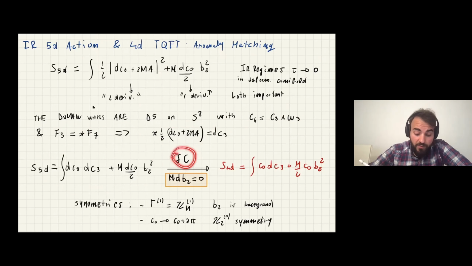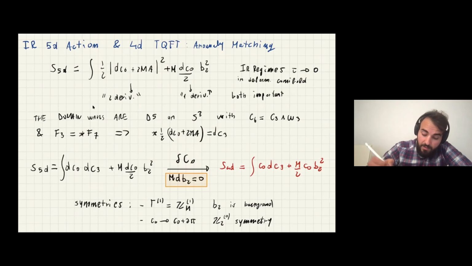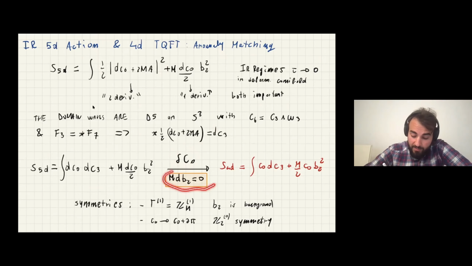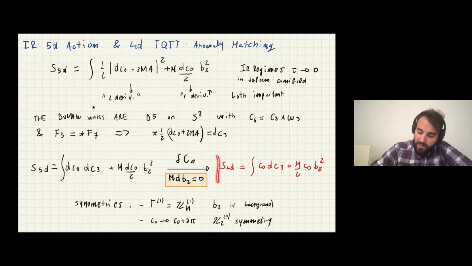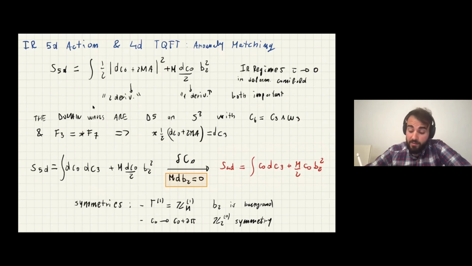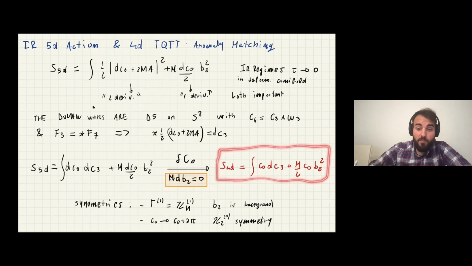The first thing is that if we do variational calculus with respect to C0, we get this equation. This equation can also be derived by reducing directly the 10-dimensional equation of motion on the deformed conifold. So this is very important now, because if we then study this action, especially evaluated at the boundary, what we get is this boundary action in four dimensions. So this boundary action is a TQFT, which was also predicted in field theory, but in this case we derived it from holography.